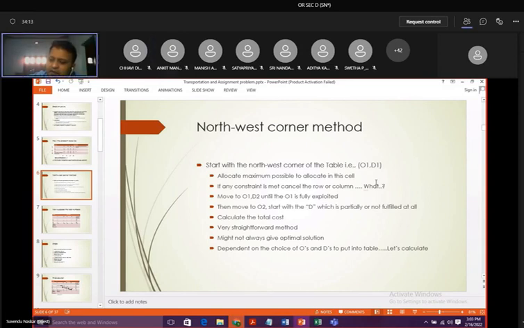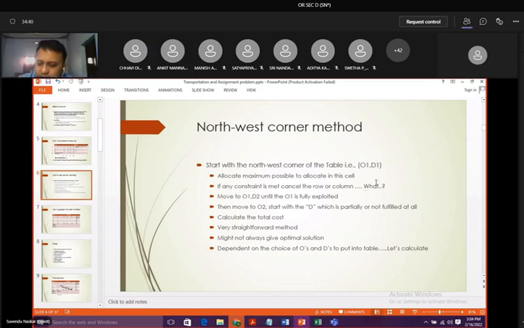50. Correct. So it is able to supply 300 items, but he has already allocated 250 to the first route. So now it will be 50. Now your problem consists of a 3 by 3 matrix. Again start with the northwest corner of the method. Now what is the northwest corner?